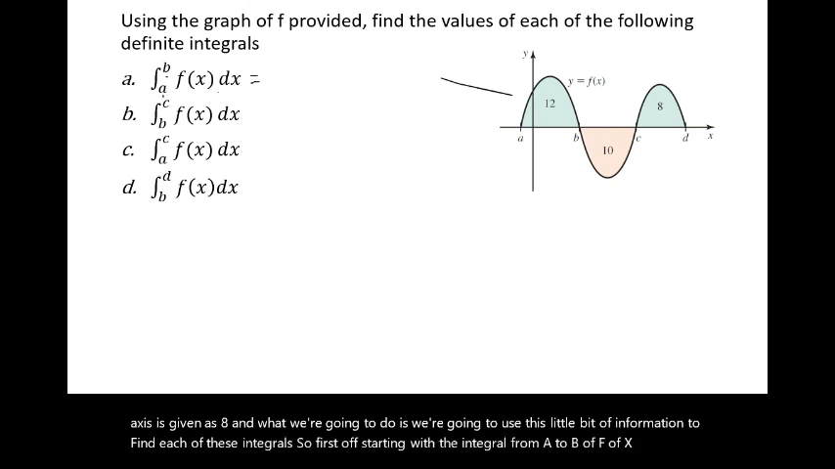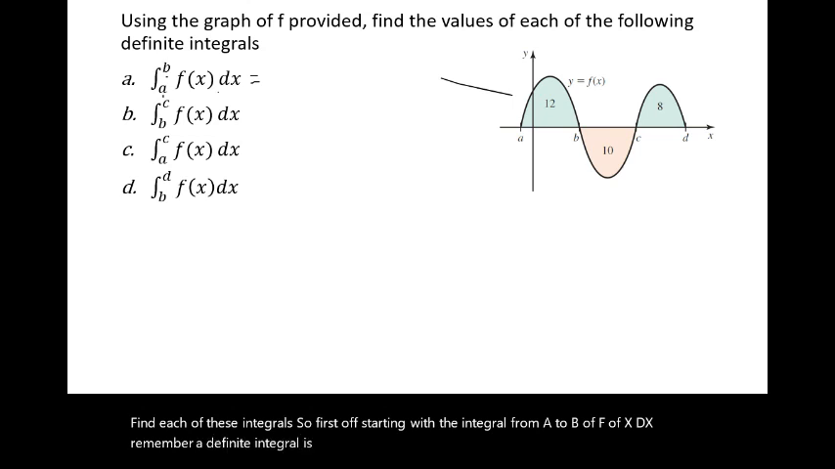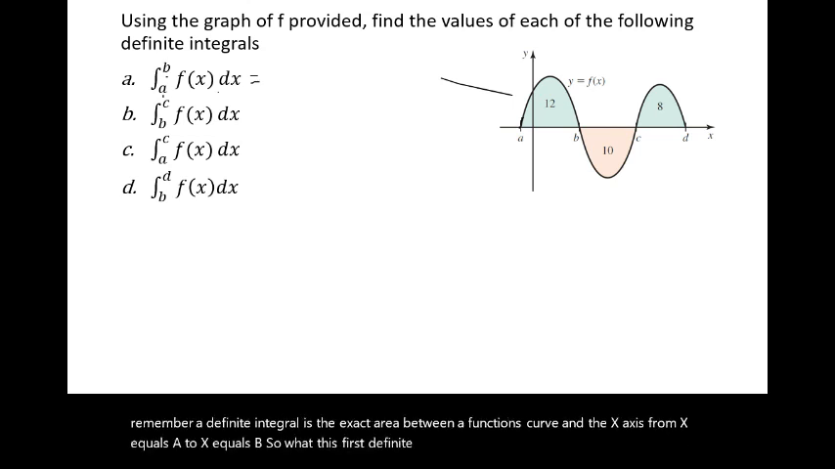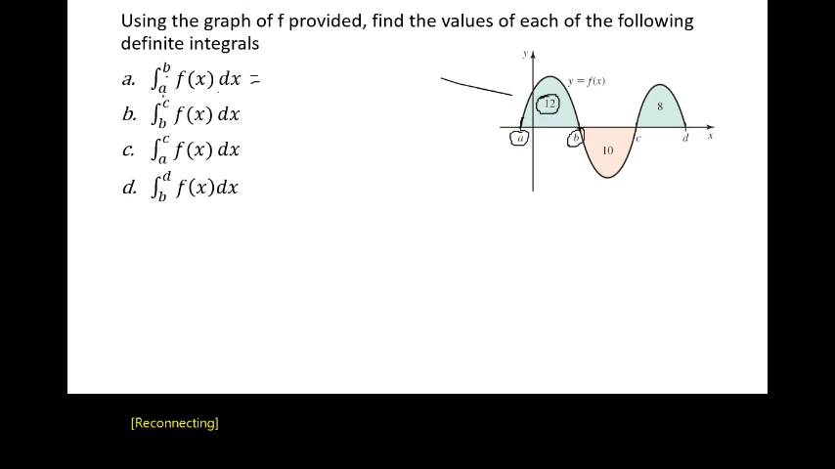Remember, a definite integral is the exact area between a function's curve and the x-axis from x equals a to x equals b. So what this first definite integral is asking is the exact area below this function from x equals a to x equals b. The area is given as 12, and since that area is above the x-axis, it is going to be a positive 12. So this definite integral is equal to 12.